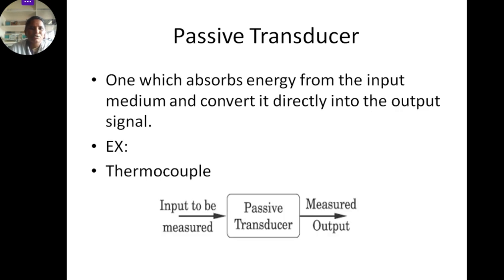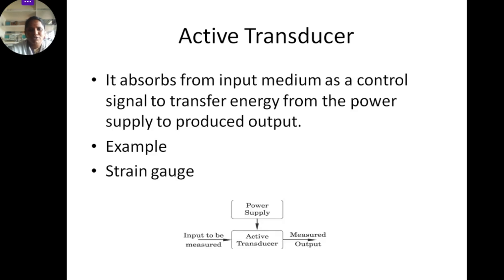Next we discuss the passive transducer. A passive transducer absorbs the energy from the input medium and converts it directly into the output signal. It is called a passive transducer. For example, a thermocouple: input to be measured, passive transducer, measured output. An active transducer means an external supply is provided. It absorbs the input medium as a control signal and transfers energy from one form to another, controlled by the power supply. For example, a strain gauge: input to be measured, the active transducer is given the power supply, and the measured output is obtained.